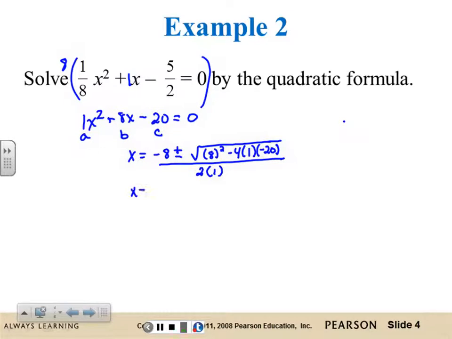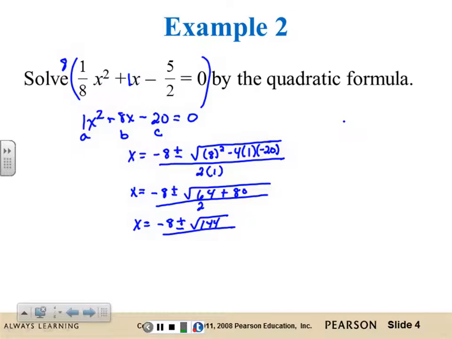Alright, so let's do some math here. Figure out what x is equal to. We have negative 8 plus or minus the square root of 8 squared, which is going to be 64. And then negative 4 times 1 times negative 20 is going to be a positive 80. Just do all that math, type all three of those numbers in your calculator at one time so you don't get mixed up on your signs. All over 2 times 1, which is going to be 2. So we have x equals negative 8 plus or minus the square root of 144 all over 2.